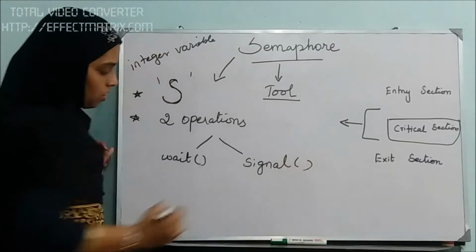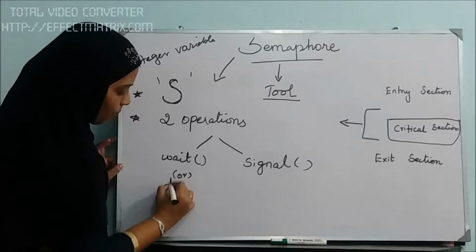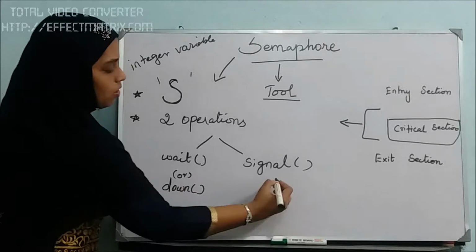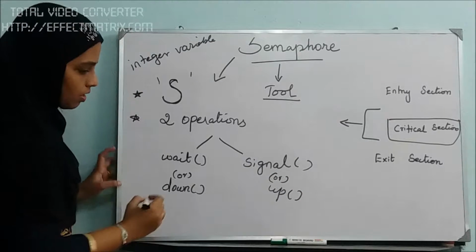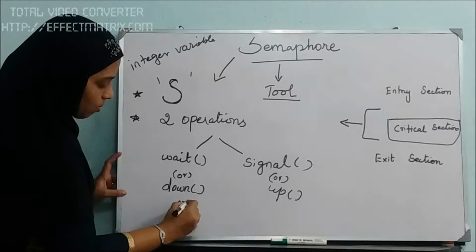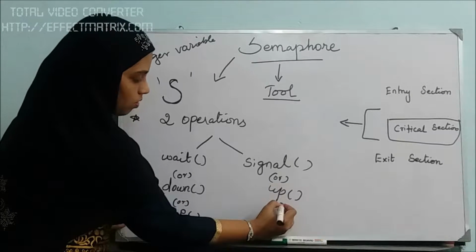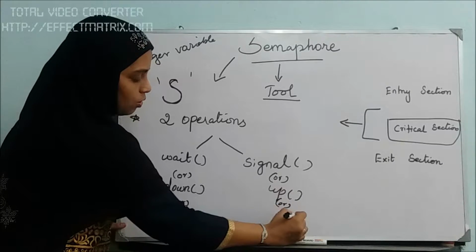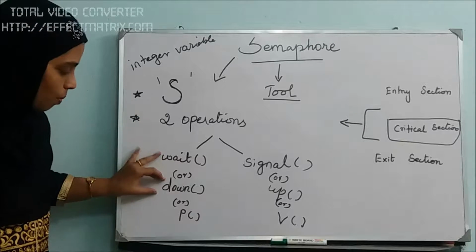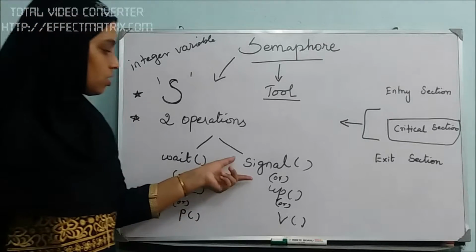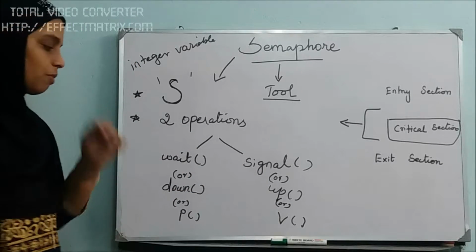Now see that the wait operation may be denoted by the down operation, down(). The signal operation may be denoted by the up operation, up(). Another way, the wait operation is denoted by the letter P, P(), and the signal operation is denoted by V(). So it may be denoted in three ways: wait operation, down operation, or P function; and signal operation, up operation, or V function. These are the two main operations done by semaphore.